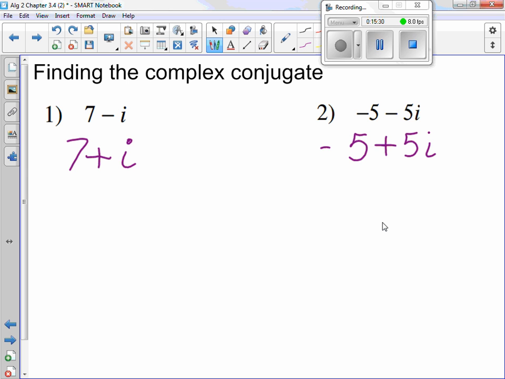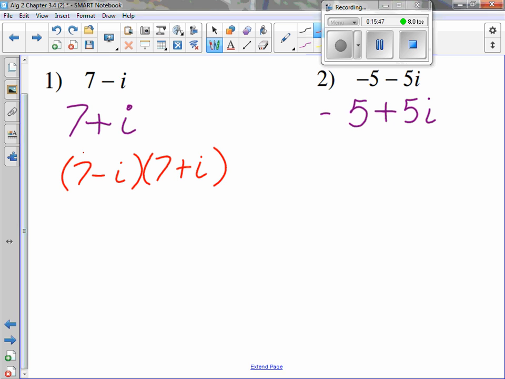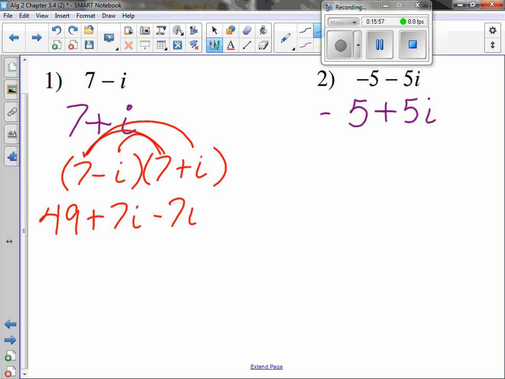Now, you can do the rest of them, but I want you to look at this here. I'm going to multiply these two conjugates together, 7 minus I and 7 plus I. And something special is going to happen when we do this. Well, 7 times 7 is 49. 7 times I is plus 7i. Negative I times 7 is minus 7i. And negative I times I is negative I squared. There's no like terms with 49.